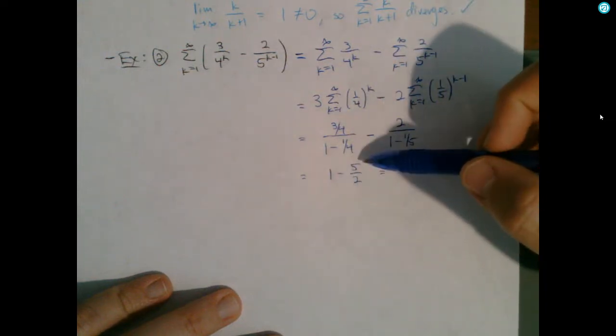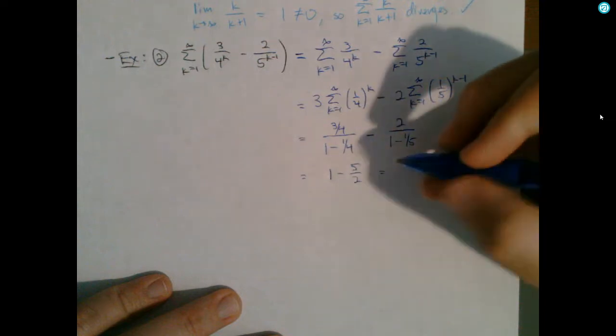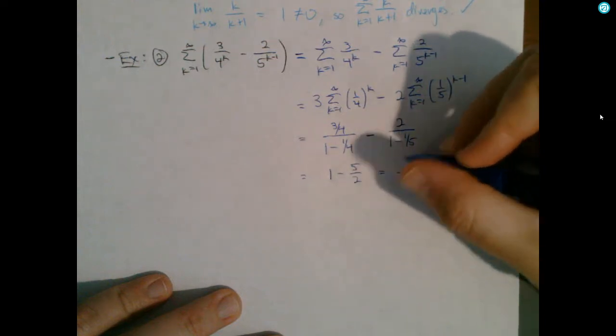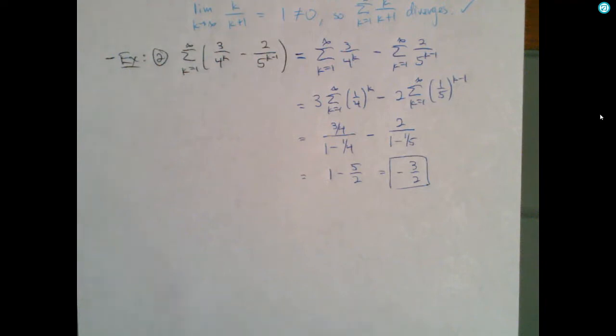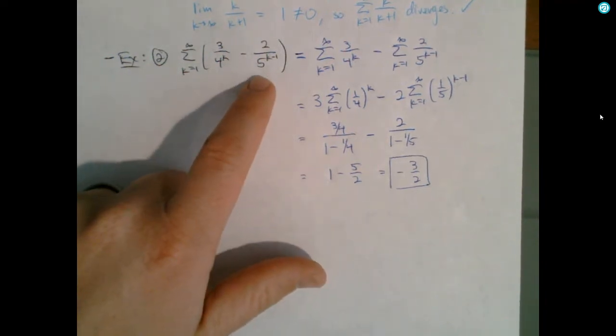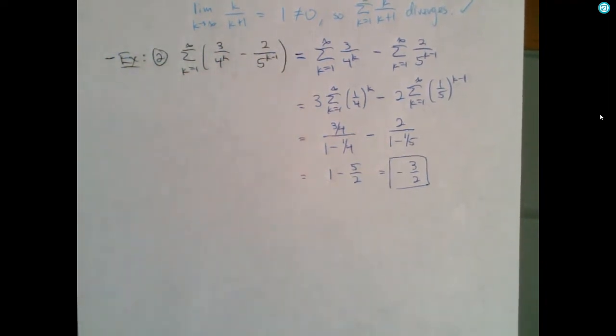Okay, and then 1 minus 5/2. That's 2/2 minus 5/2, so that's -3/2. Okay, so we get a negative value there, because this one is a bigger sum than that, I suppose.